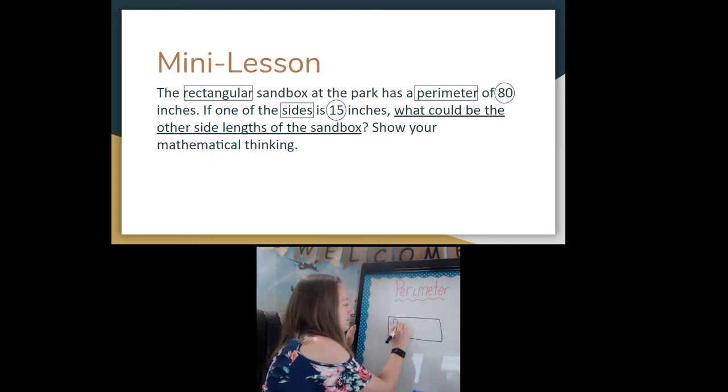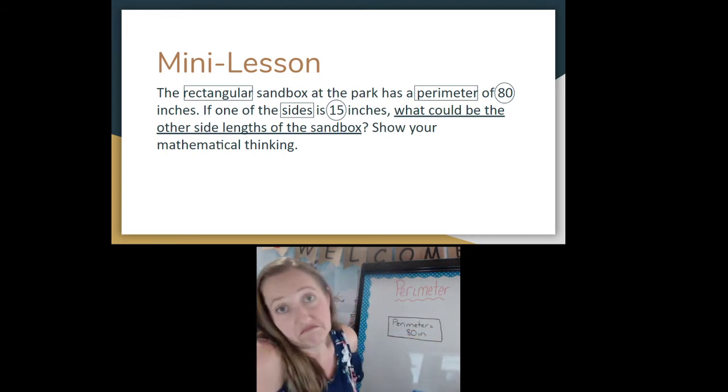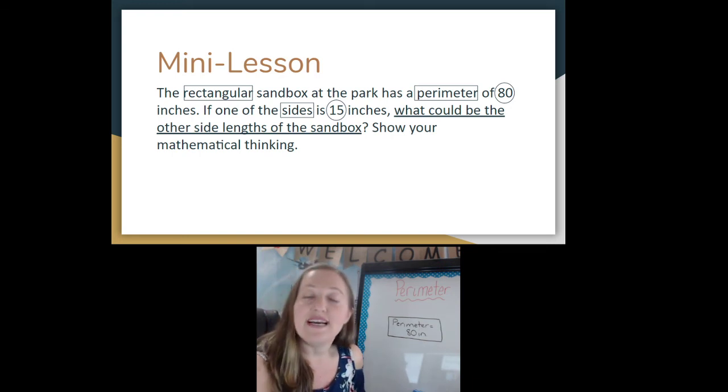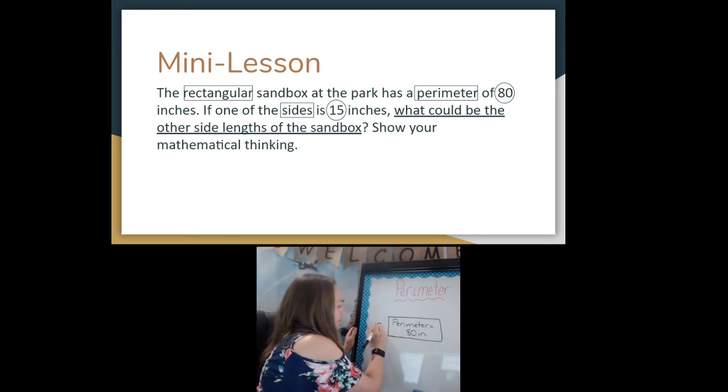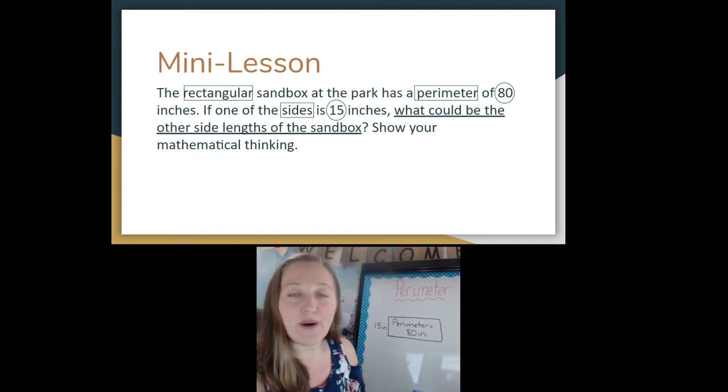Perimeter equals 80 inches. Okay, we'll see what we need to do next. It says the sides are 15 inches. Okay, so I've filled in what I know so far.